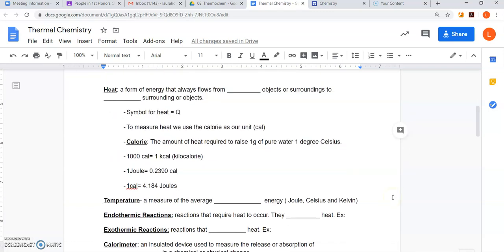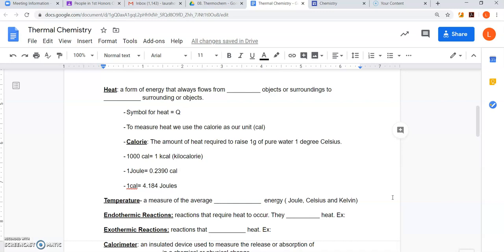All right, let's look at heat. Heat is a form of energy that always flows from warmer objects or surroundings to colder or cooler surroundings or objects. So we go from hot to cold, high to low, more to less. That's everything we're talking about, from weather to movement of electrons to make a battery work. It's always going to go from more to less.